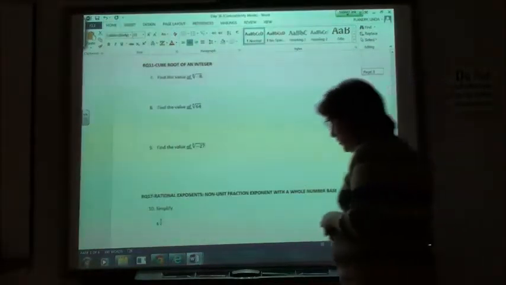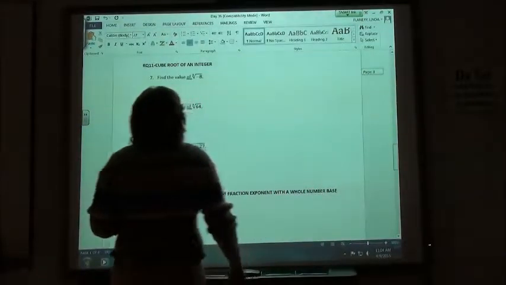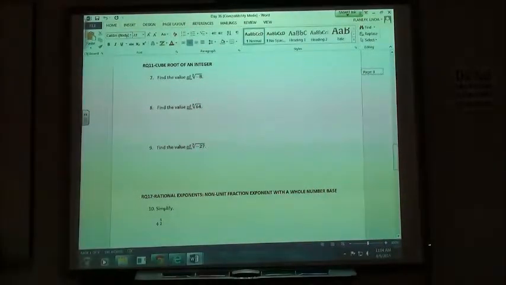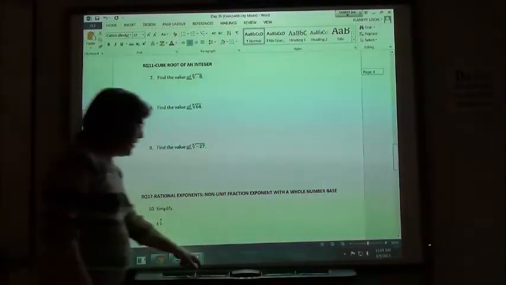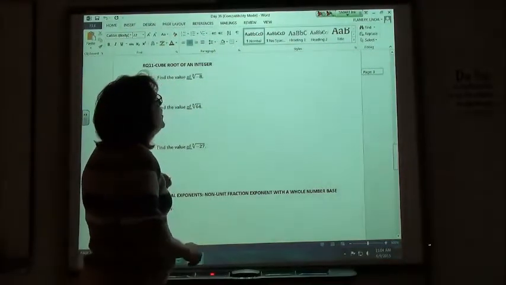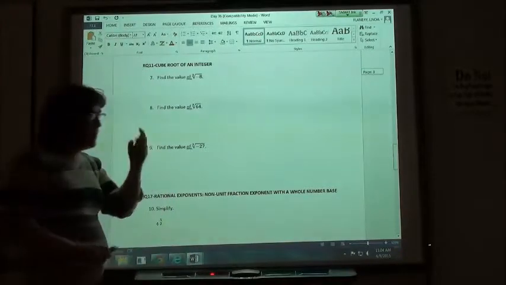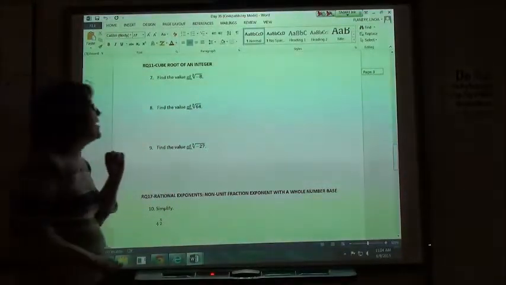Cubed root of an integer. When I'm thinking about a cubed root, I'm thinking what to the 3rd power gives me the number underneath. So I'm thinking about cubed root of negative 8. What times what gives me negative 8?